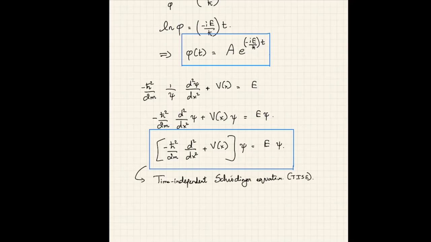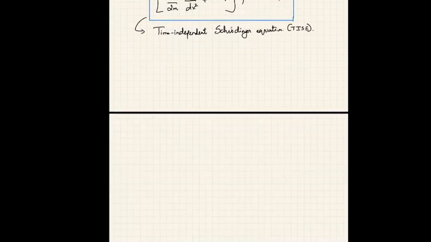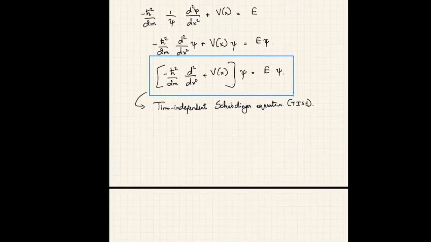TISE. So notice that what we have established right now is that if the potential is time independent, which is what we will assume in this course, then the time dependence of the wave function is always given by A e to the minus iE over ħ times t for each one of the separable solutions. And the solution with respect to x you can only obtain if you solve the time independent Schrodinger equation.